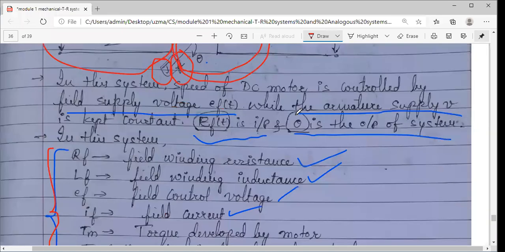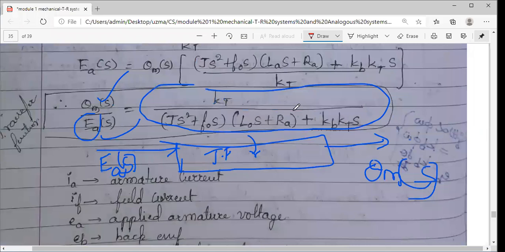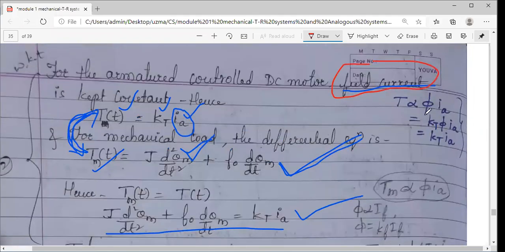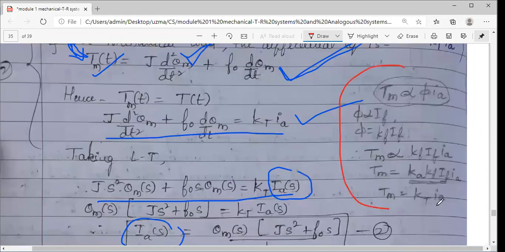Earlier, what was the case? In the earlier section, we had taken field current constant. This is important here. Torque is directly proportional to the flux into IA, because IF, the field current, is constant. But what is phi? Phi is directly proportional to the field current. The magnetic flux generated is directly proportional to the field current.